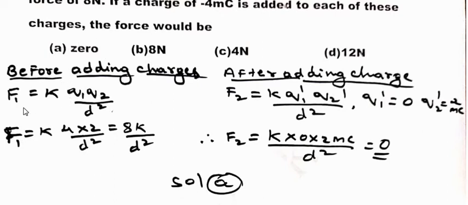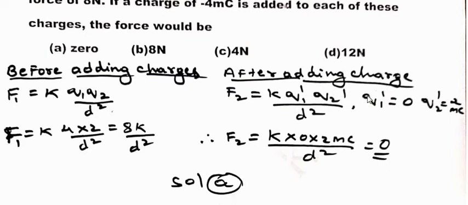Now we shall analyze this. So before adding the charge, F1 is K into Q1 Q2 by D square, or K into Q1 is 4 millicoulomb into Q2 is 2 millicoulomb by D square. So 8K by D square. I have just ignored that milli in both the cases because certainly it gets cancelled when you take the ratio.